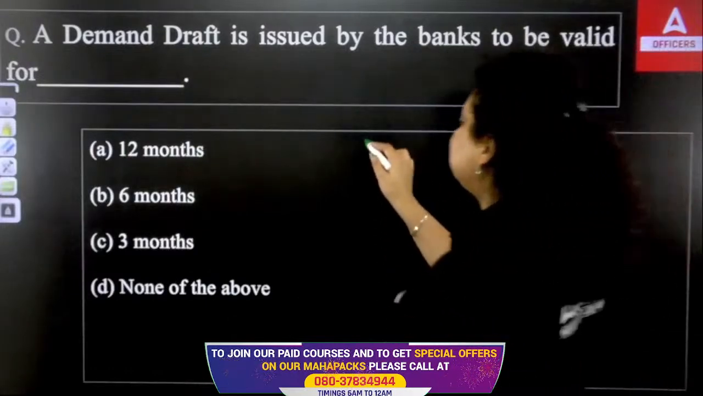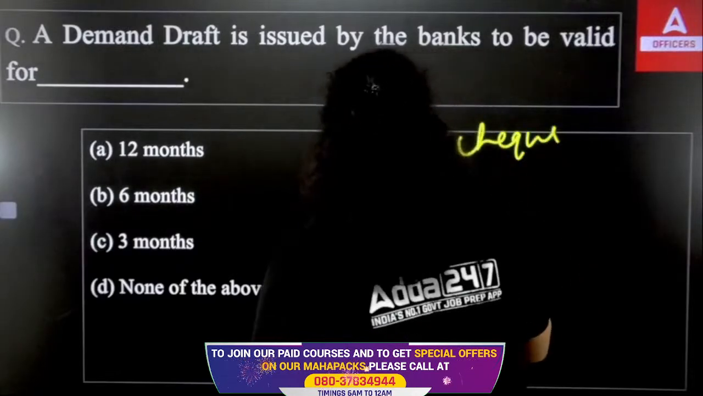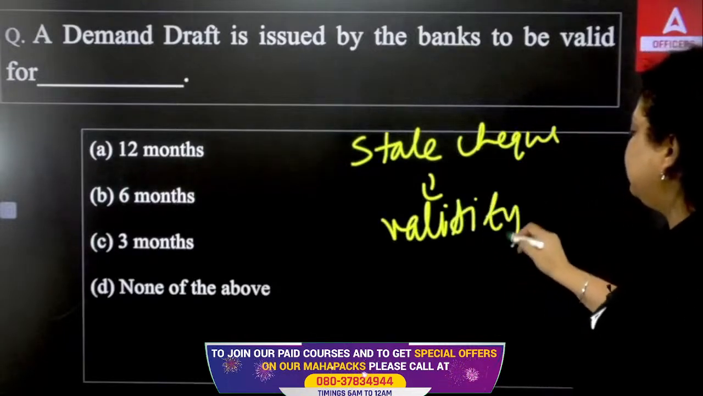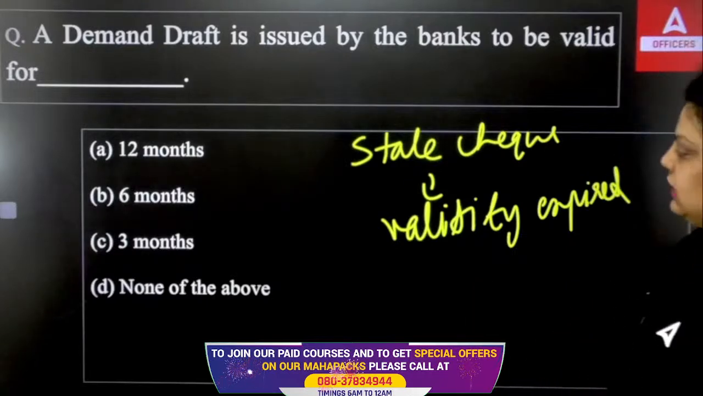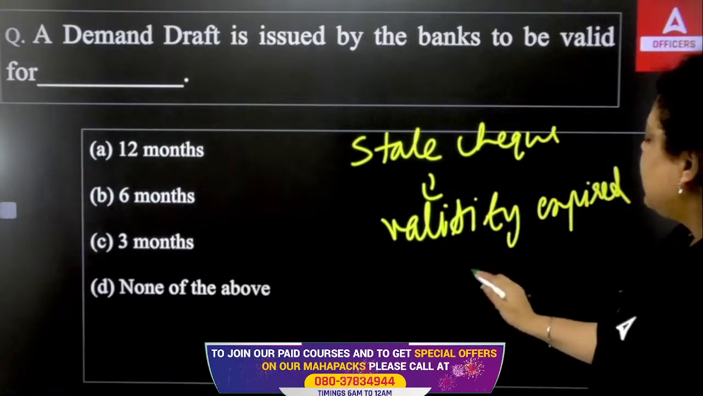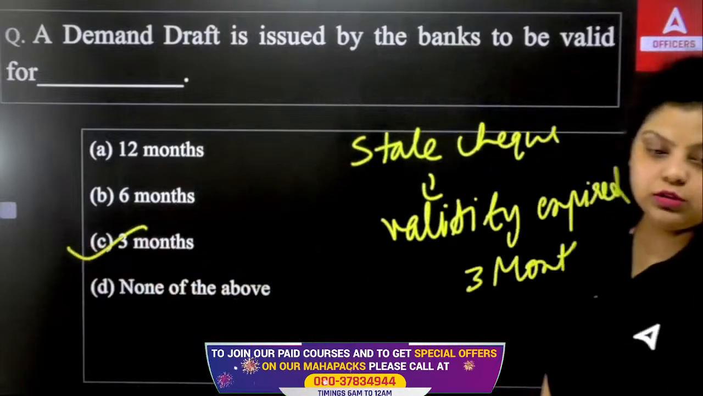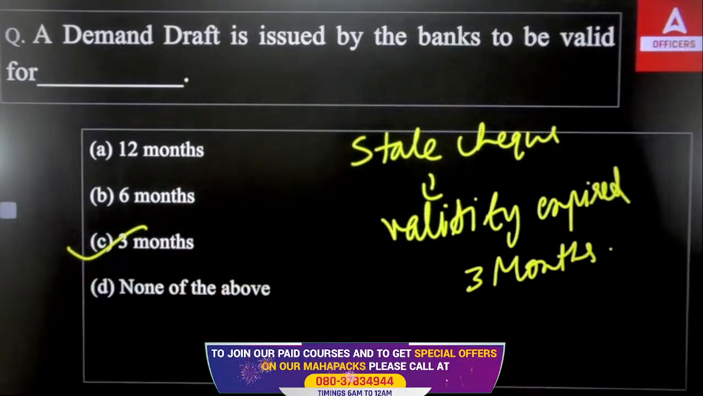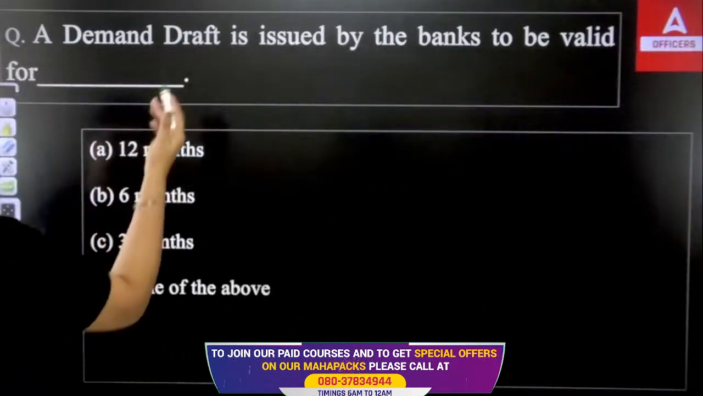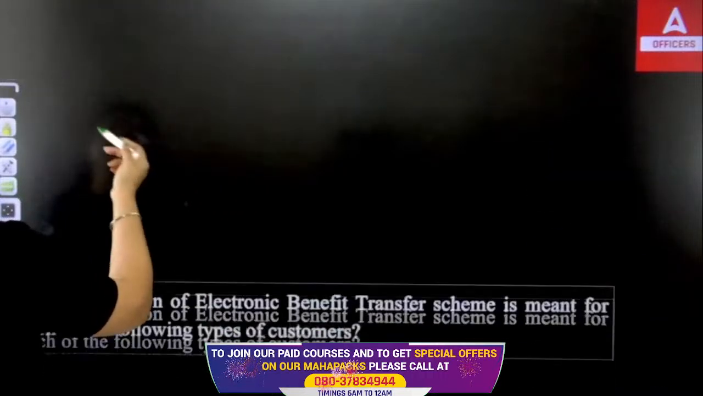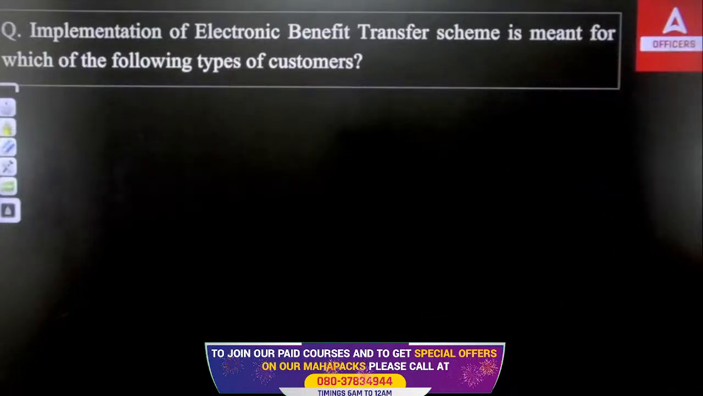If I talk about the stale check, now stale check means what? The check whose validity expired. That check is known as your stale check. Clear? The check whose validity expired, that's a stale check, and the validity of a check is 3 months, the same for the DD also. Demand draft also has the same validity, that is 3 months. Clear? So 3 months will be the right answer. It used to be 6 months earlier, but from the year 2013, RBI changed it from 6 to 3 months. Okay?